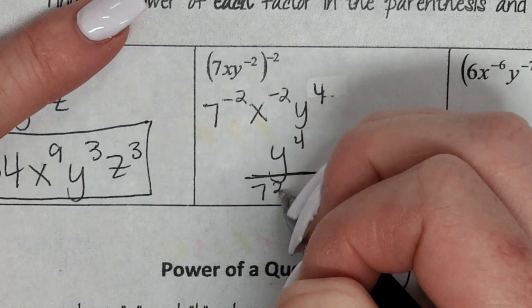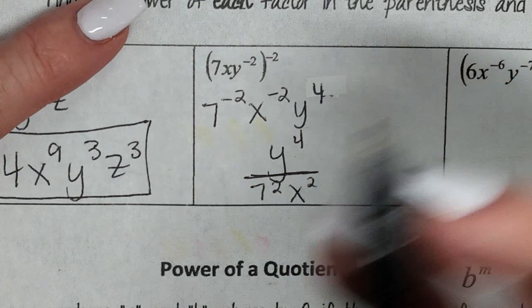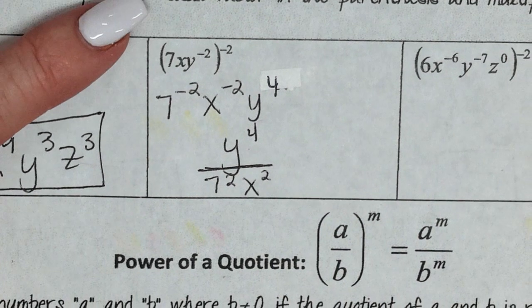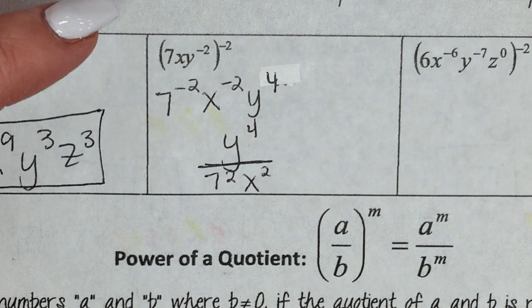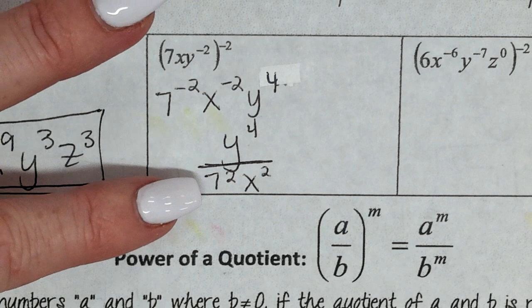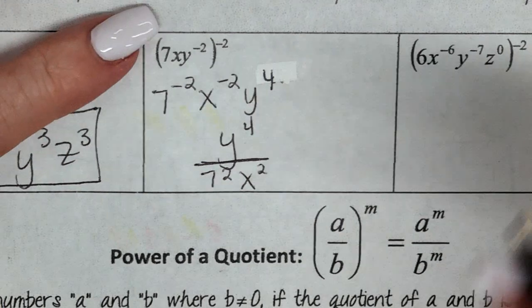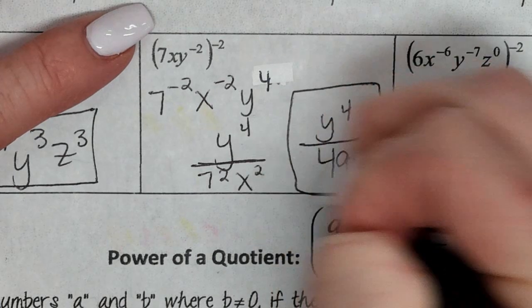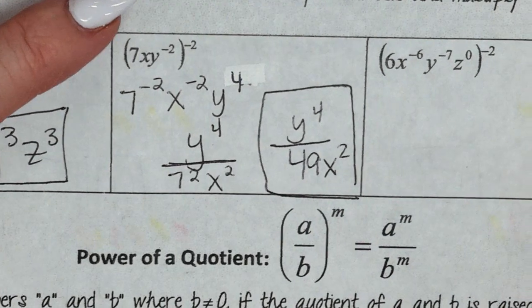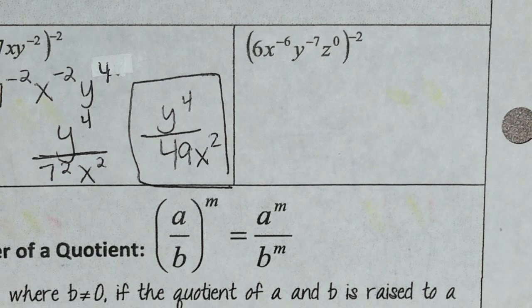This becomes 7 squared, x squared. Do not put the negative sign once you move it to the bottom. Make sense? All right, can I expand 7 squared? So I have y to the 4th over 49x squared. All right, see if y'all can try the last one on your own.